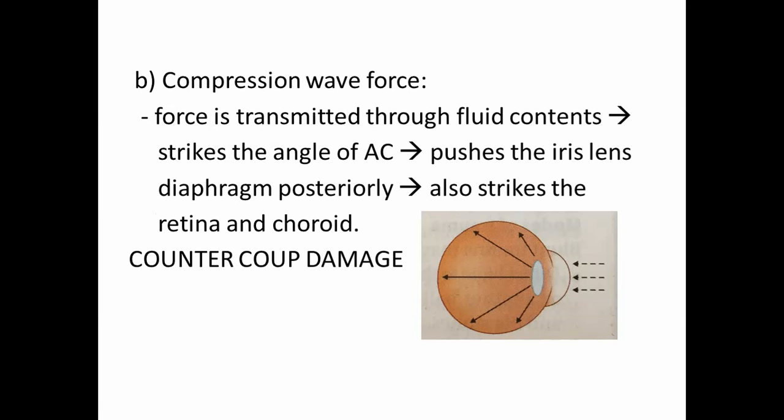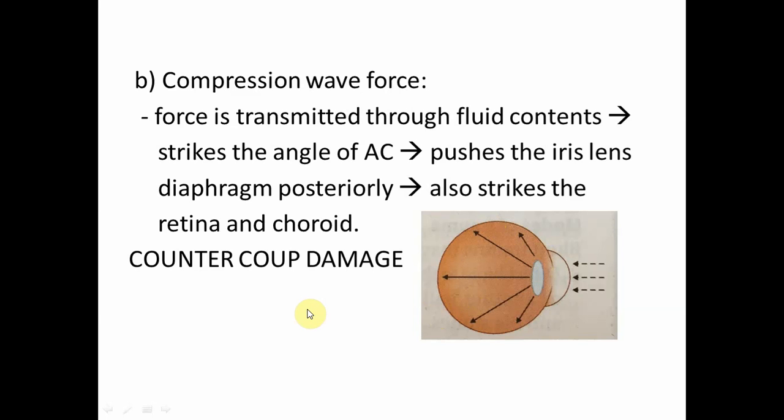The next is the compression wave force. So what is happening here is the force of trauma is transmitted through the fluid contents, and it strikes the angle of the anterior chamber and pushes the iris lens diaphragm posteriorly. So your iris and your lens are being pushed posteriorly, and that wave force also strikes the retina and the choroid posteriorly. So there is damage to the angle of the anterior chamber, the iris lens diaphragm is going back, and your retina and choroid are also getting damaged. This picture depicts exactly what is going on there.